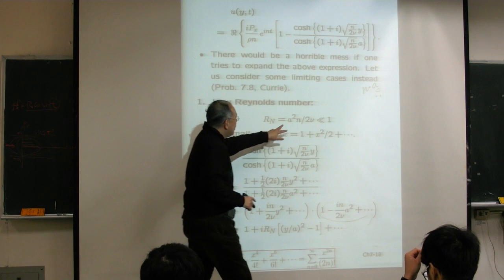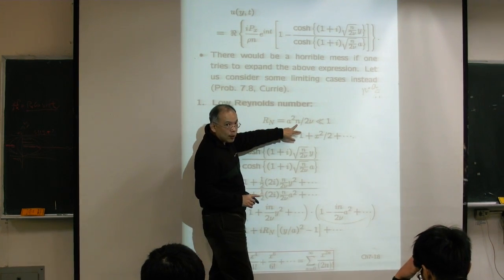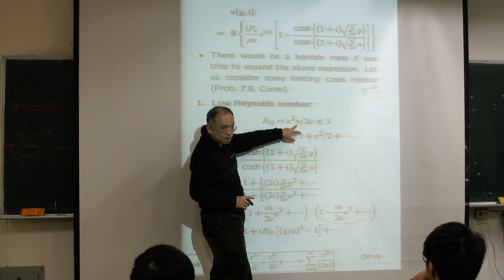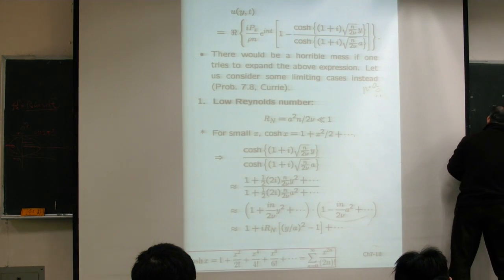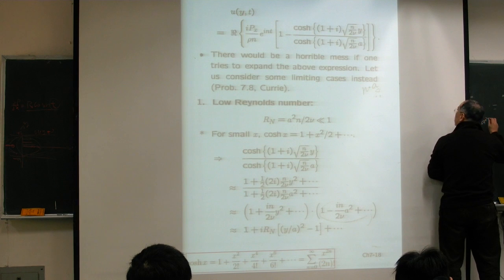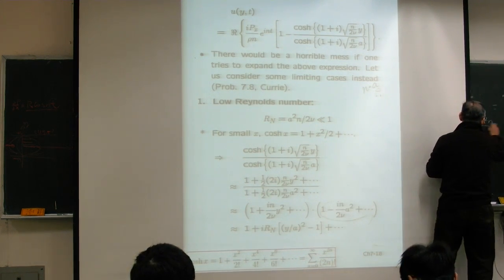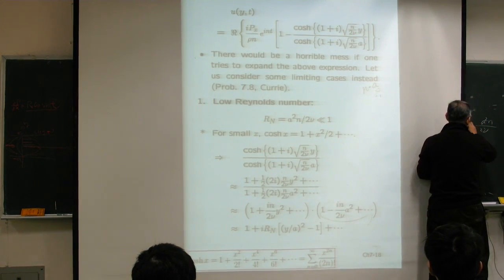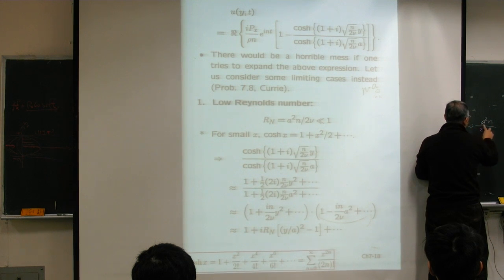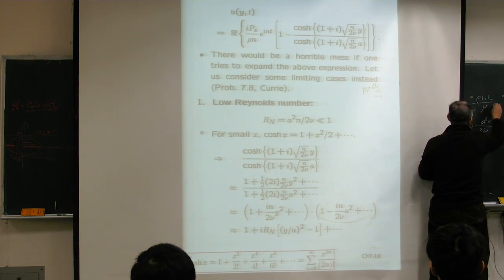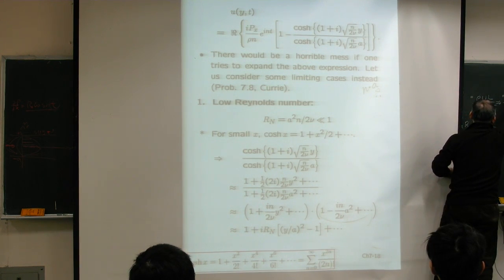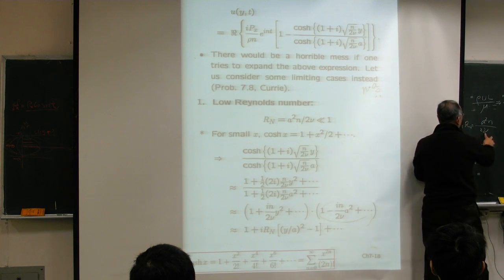A is a length scale, right? N is what? N is frequency. So if you do the dimensional analysis, a squared n over 2 mu here, that's our Reynolds number definition. Why is this the Reynolds number? As you can see, the Reynolds number definition is rho UL divided by mu, or UL divided by mu, right? And we already have mu here.